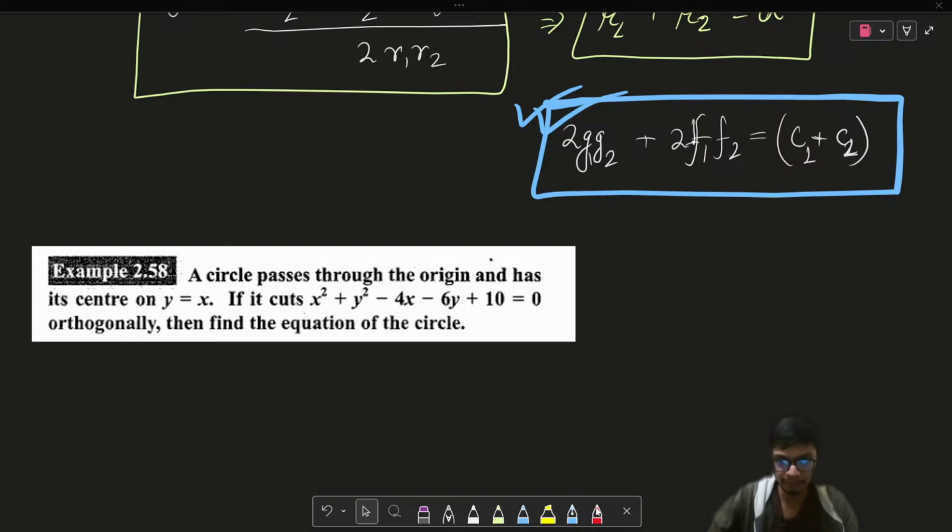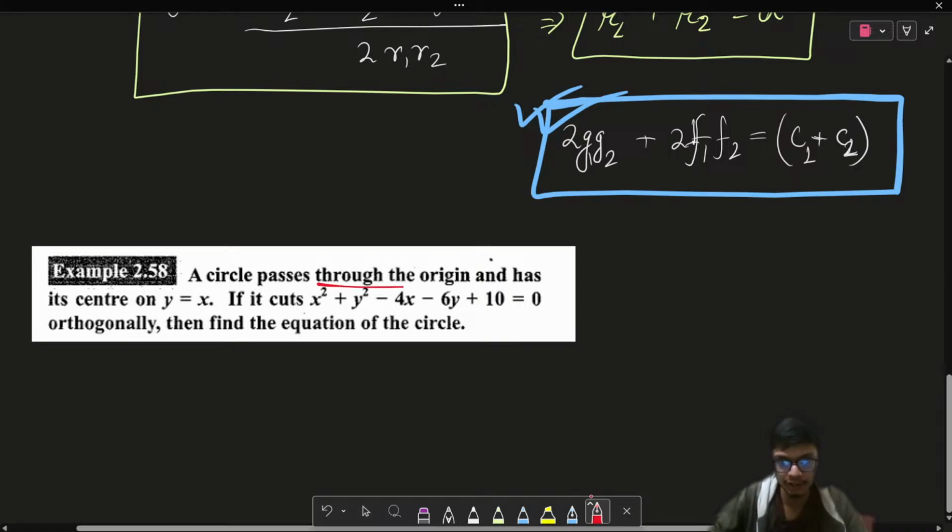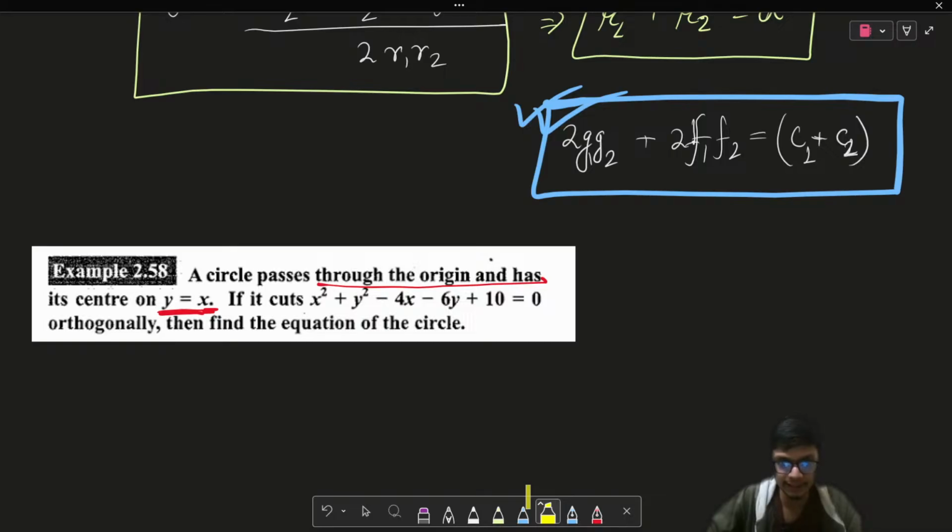If you read the problem, it says that a circle passes through the origin and has its center on the line y equals x. It also says that it cuts this particular circle orthogonally, and you have to find the equation of the new circle. Alright, so let us see how we will solve this problem.